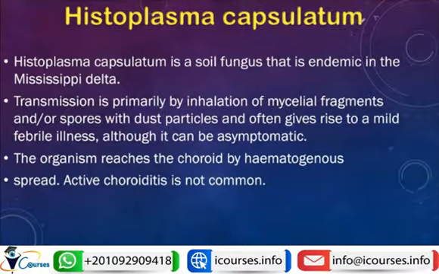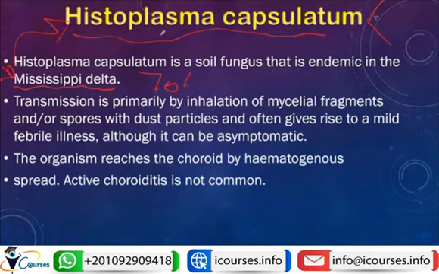Histoplasma capsulatum is a fungus that is present in dimorphic form. So it can be present as yeast and also as a filamentous fungus. Sometimes they ask in the exam about the endemic areas. So it is very important to know that Histoplasma capsulatum is endemic in the Mississippi area in America. So remember the word Mississippi for Histoplasma capsulatum. And the transmission is by inhalation.